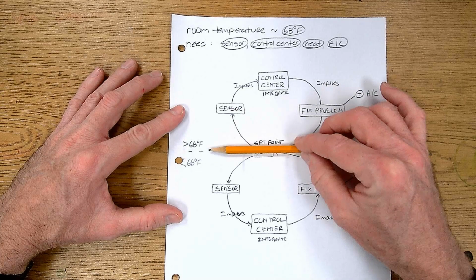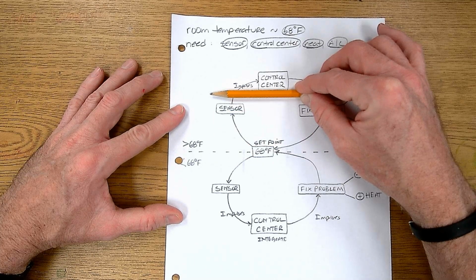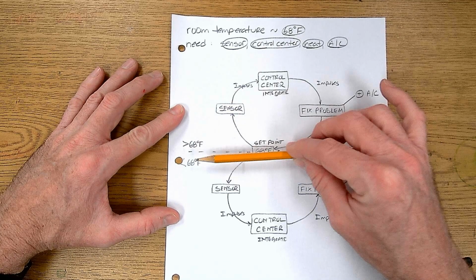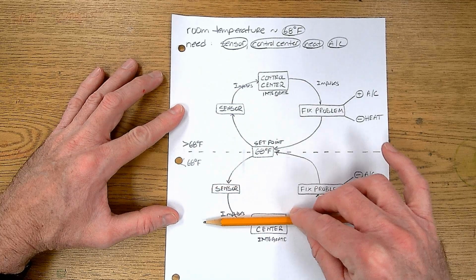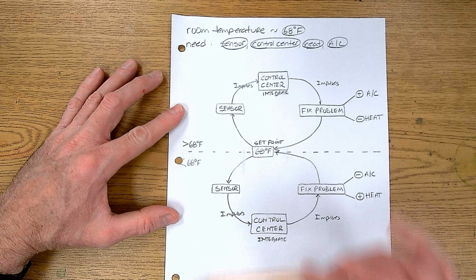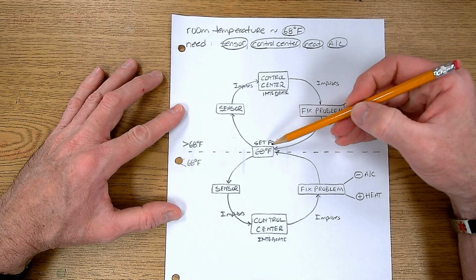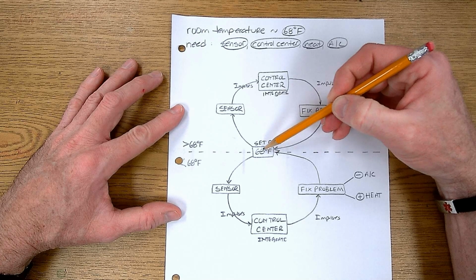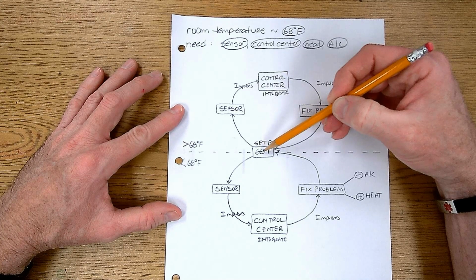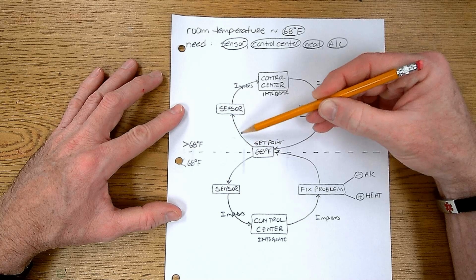Anything above this dotted line means our temperature is rising and we need to fix the problem. Anything below the dotted line means the temperature inside our homes is dropping and we'd like to fix that problem, okay? So let's go with too high first. So let's say we have the temperature set at 68 degrees, but it's getting warmer inside the house.